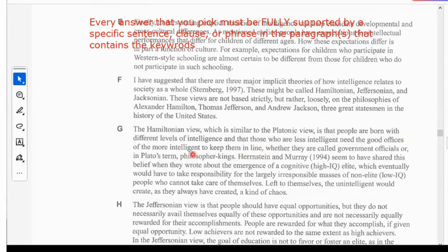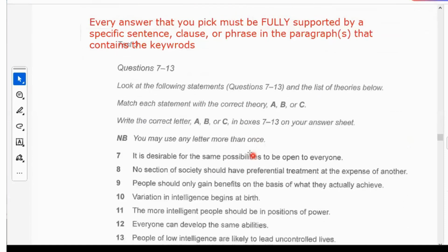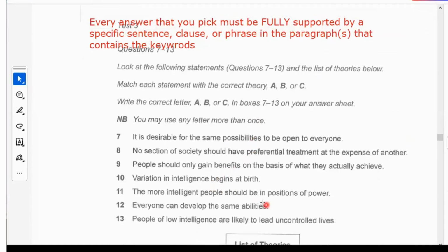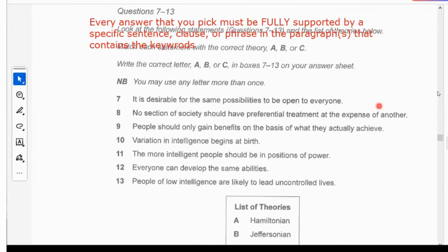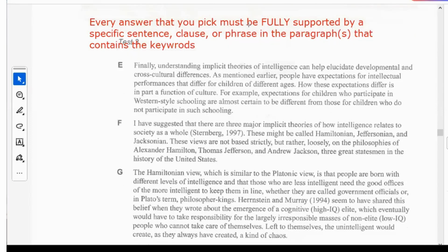It looks like this statement is pointing at number 11 for Hamiltonian, but I'm not sure. So what I will do is write number 11, write A for it, then star it. I'm starring it because I'm not sure and I can change my answer. That's how I practice my IELTS reading. I don't want to waste time in case I run out of time. That's how I do it. Okay? Now, let me go on. Hamiltonian.